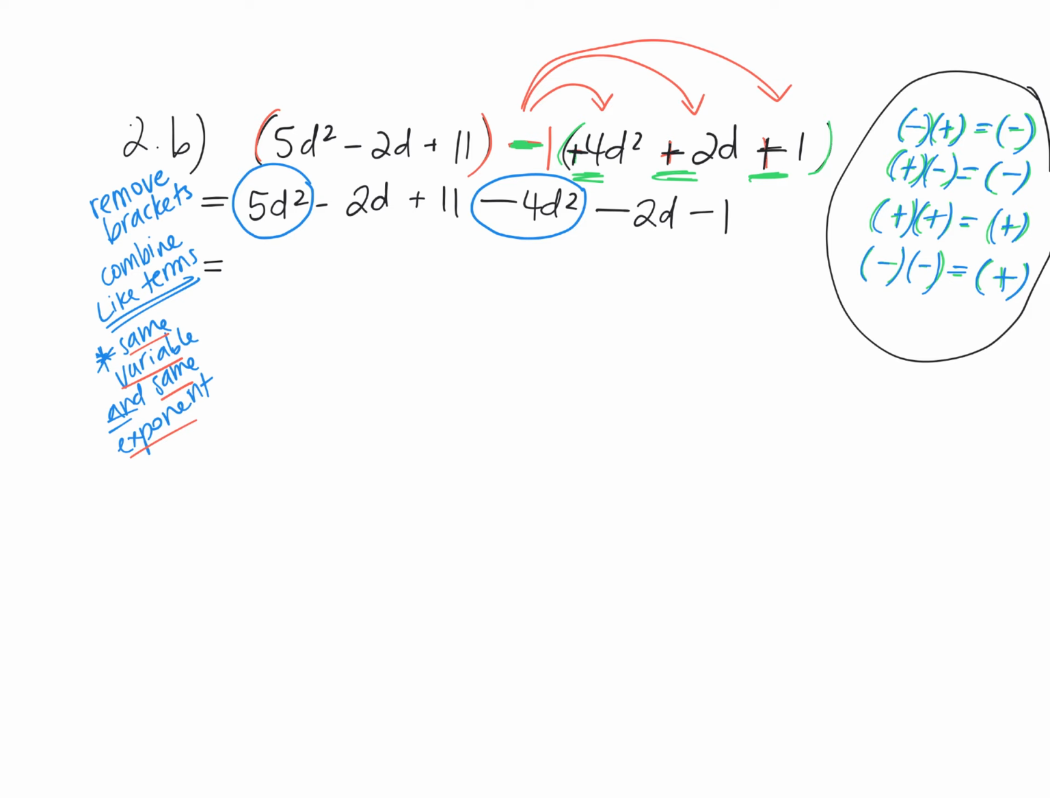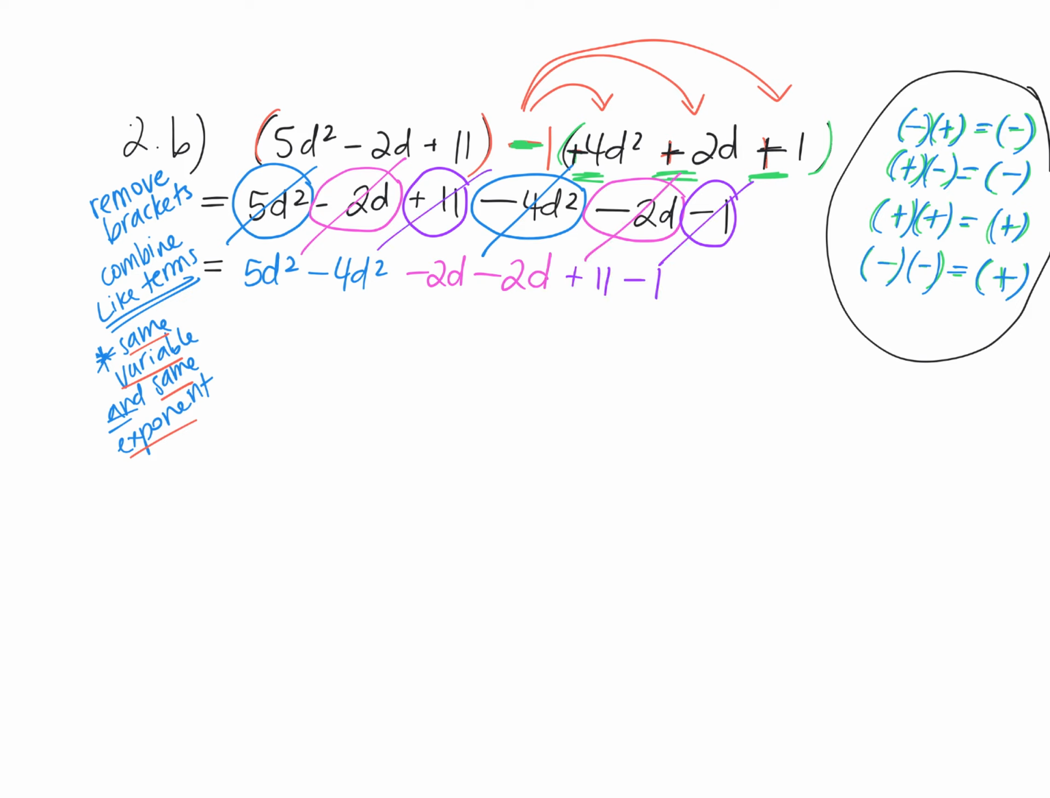Negative. Okay, so we're going to circle negative 2d, and what goes with negative 2d? The other negative 2d. Those are like terms. And finally, we have positive 11 and negative 1. So we're going to rewrite this with the like terms together: 5d squared minus 4d squared minus 2d minus 2d plus 11 minus 1. The reason I'm crossing them out is so that I make sure I've included everything, because you're just rearranging this. You're not getting rid of anything.